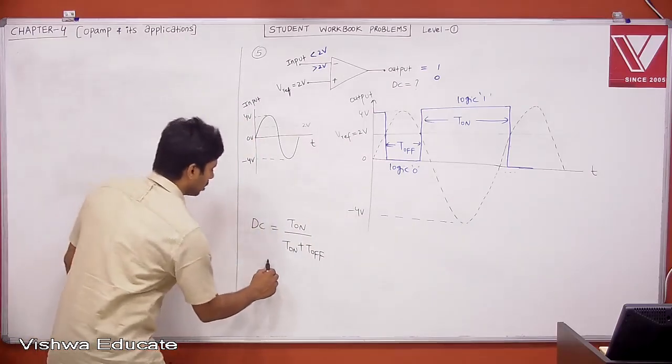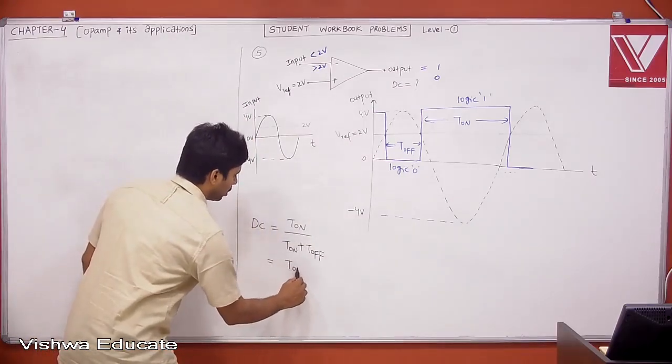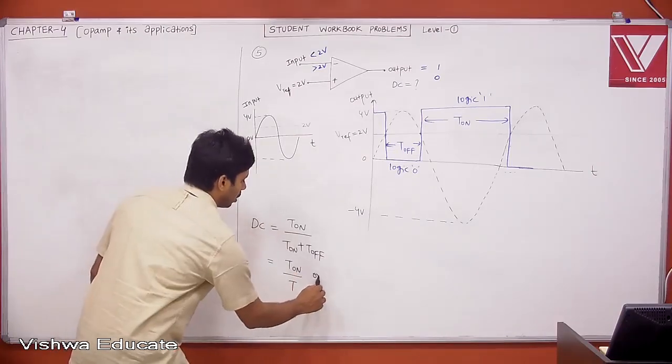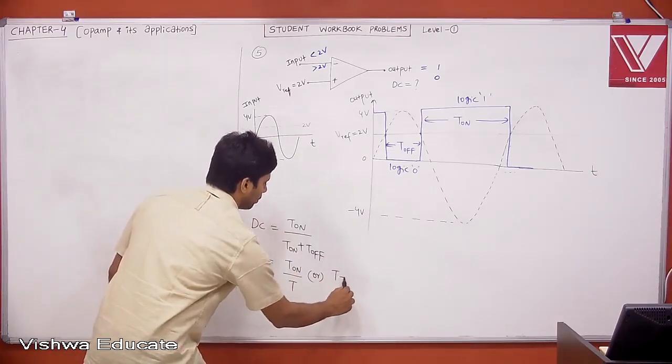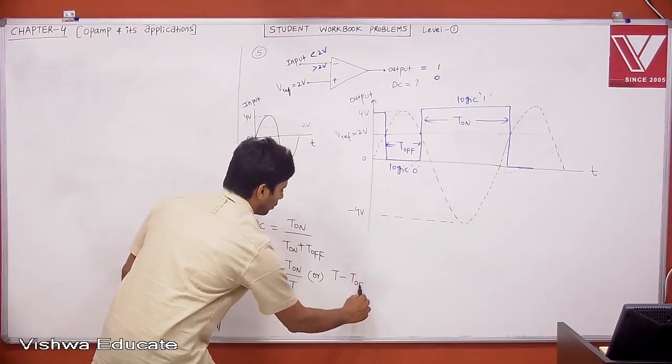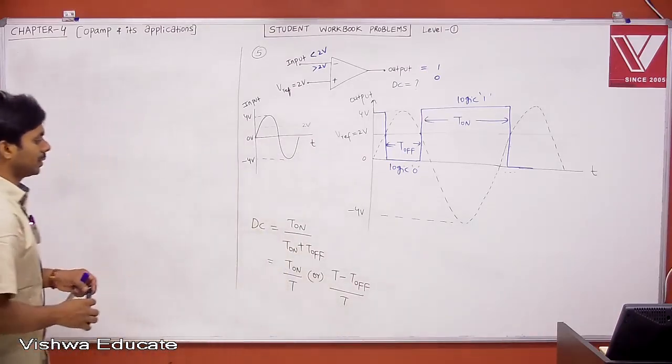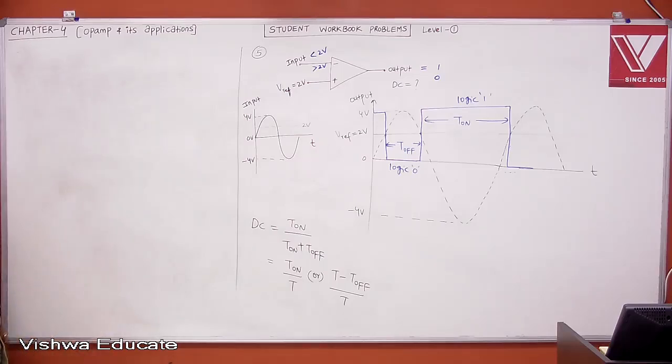Therefore, now tell me what is your duty cycle? This is nothing but T on by the total period T, or out of total period T minus your off time, that is nothing but your on time. That is also fine, divided by T. Anything is fine, which is 1 minus T off by T. Okay, that's fine. Just listen.